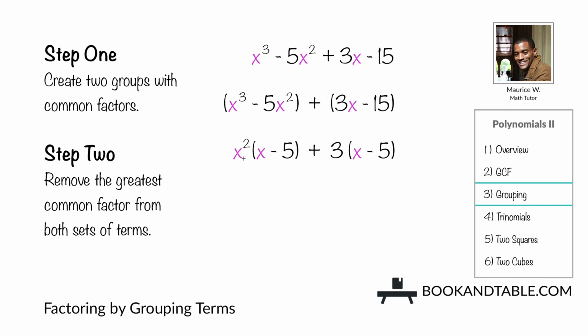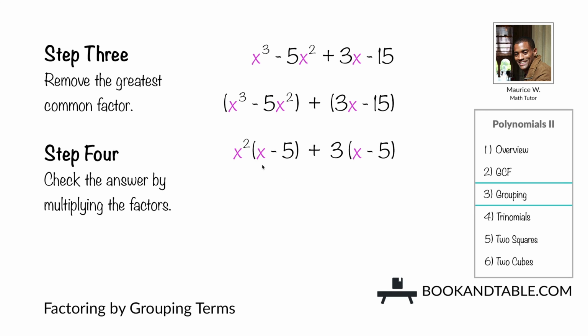Once we remove x squared, the second factor will be the result of dividing this term by x squared, which will give us x cubed divided by x squared, which is x. And negative 5x squared divided by x squared is negative 5. Same thing with this set of terms. Once you remove 3, we can figure out the next factor by dividing each term here by 3, giving us 3x divided by 3, which is x. And negative 15 divided by 3 is negative 5.